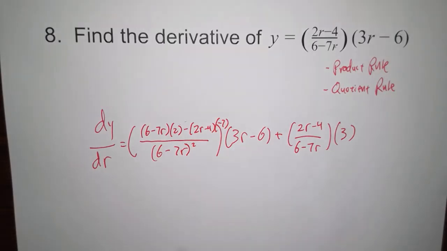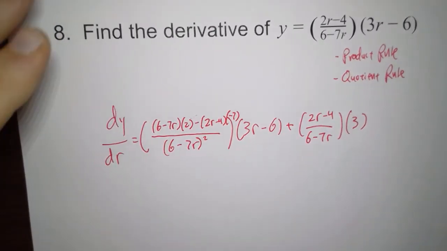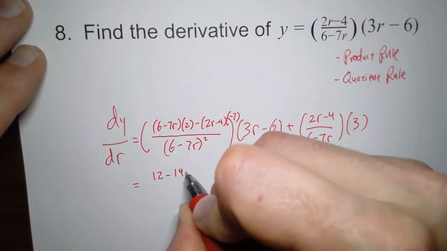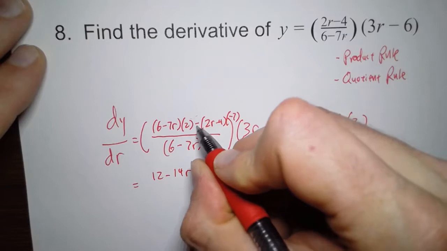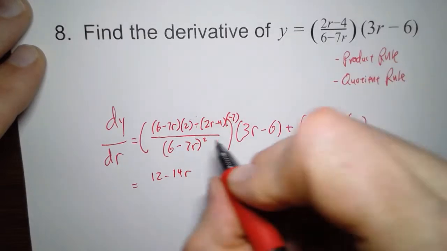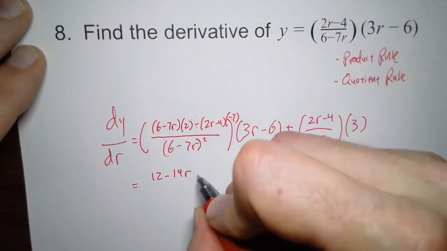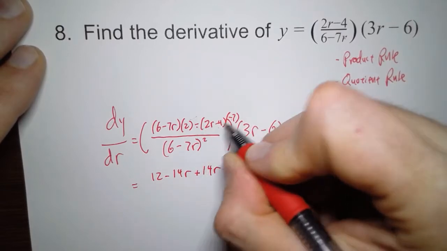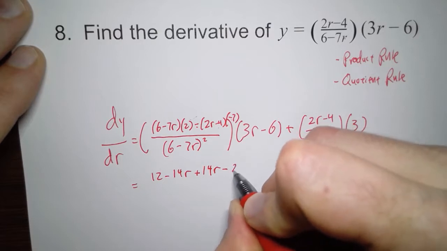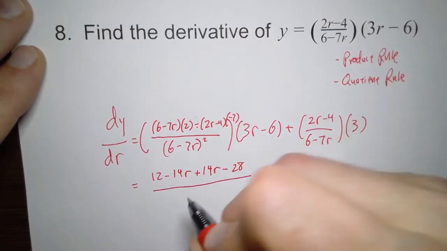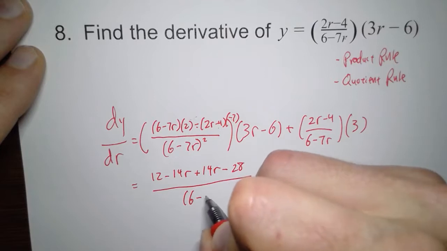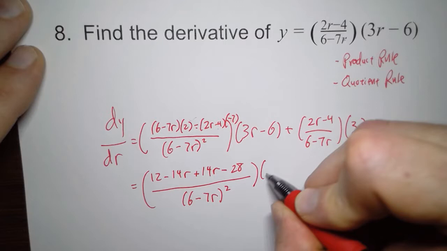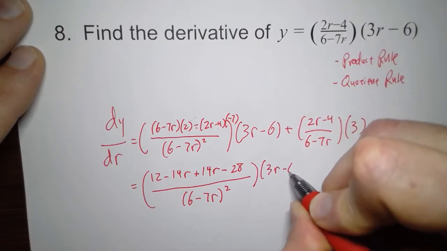All right, now let's simplify this numerator here. So we have 12 minus 14r. Now don't forget, this is negative, but we're also multiplying by a negative 7. So negative 2r times negative 7 is plus 14r, minus negative, negative, negative, so that makes it a negative 28, all over 6 minus 7r squared. All of that is still being multiplied by 3r minus 6.